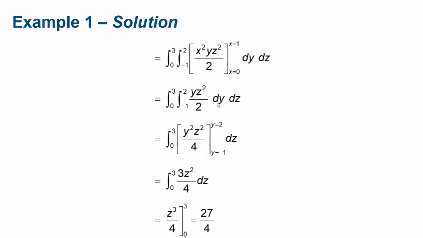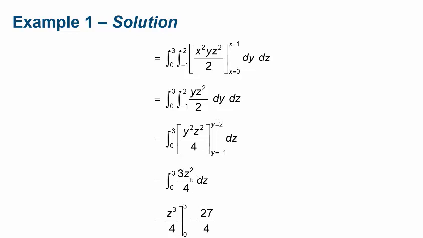Now we're going to integrate with respect to y. The z squared is constant, so this just becomes y squared over 2 times 2, which gets us 4. We're going to plug in these bounds for y, leaving z constant. When you plug these in and clean it up a little, you're going to get the following.